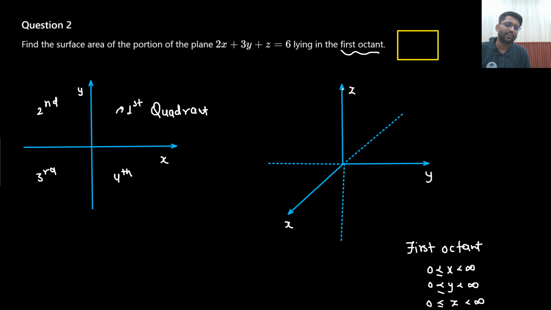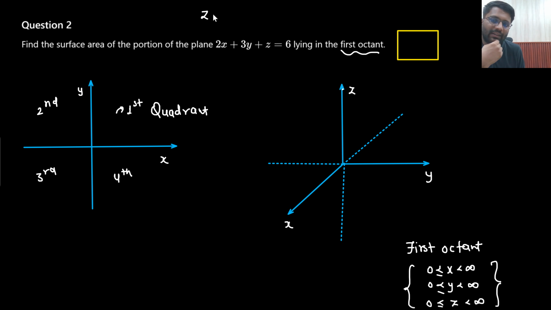So in the first octant, what will be the surface area of this plane? How this plane would look like, that I don't know, and I don't need to care about it as well. I only know about first octant. That means x is going from 0 to infinity, y is going from 0 to infinity, and z is going from 0 to infinity. This is what I know. How this structure looks like, I don't know as of now, but I will learn.